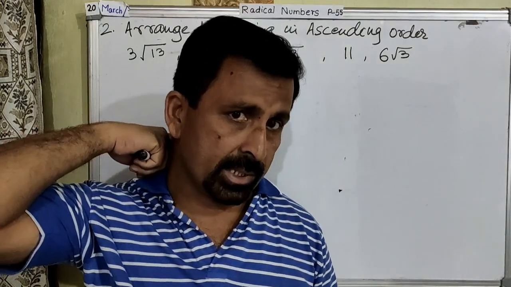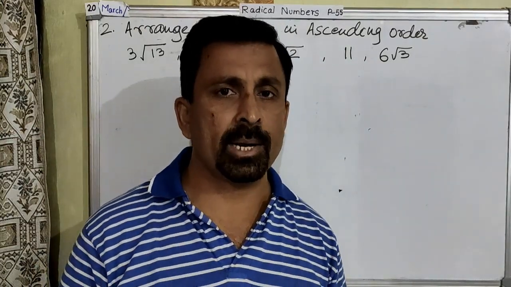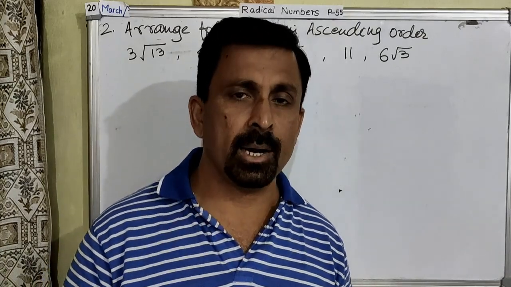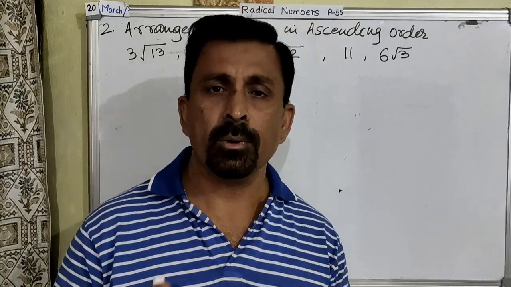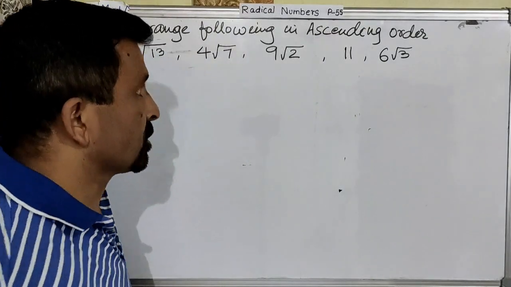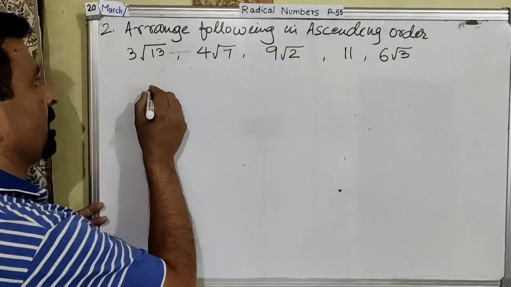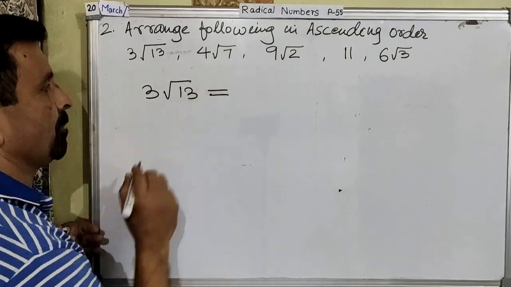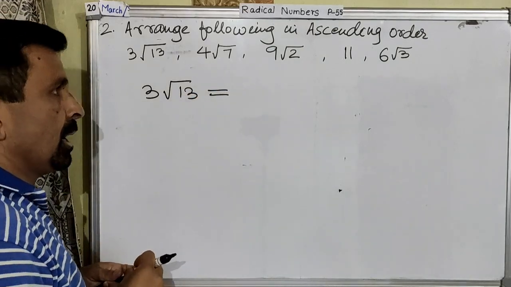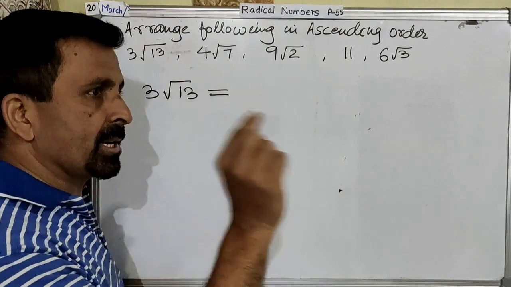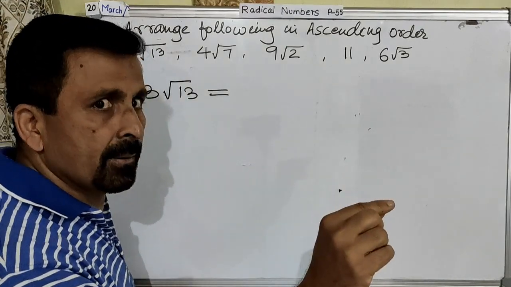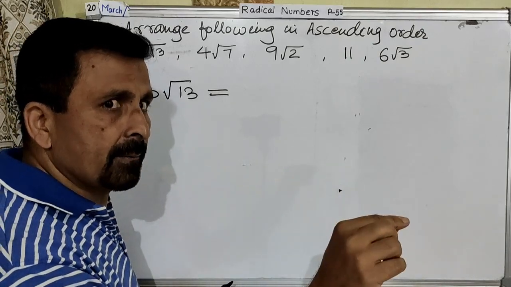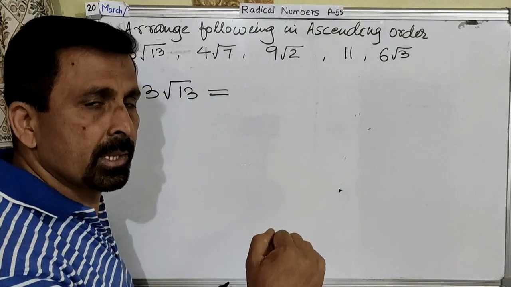So first of all, we are going to see how we can convert them into complete radical form. We are now going to learn a new skill: how to convert any kind of radical number into complete radical form. Okay, so one by one. First of all, this is 3 root 13. We will change this into complete radical form. You know that if you have a perfect square number inside the radical sign, then it can come out in the form of a square root.